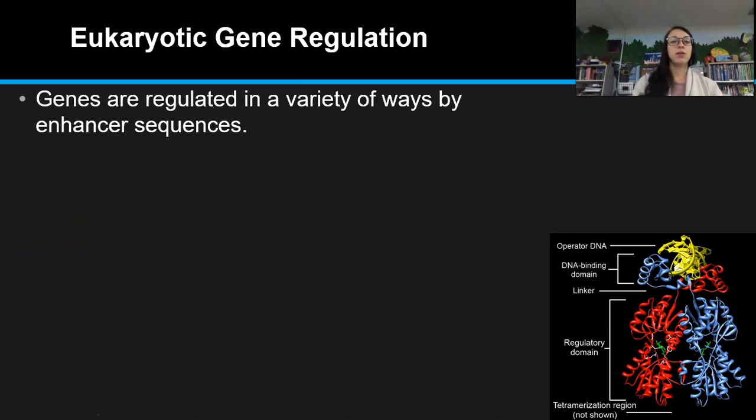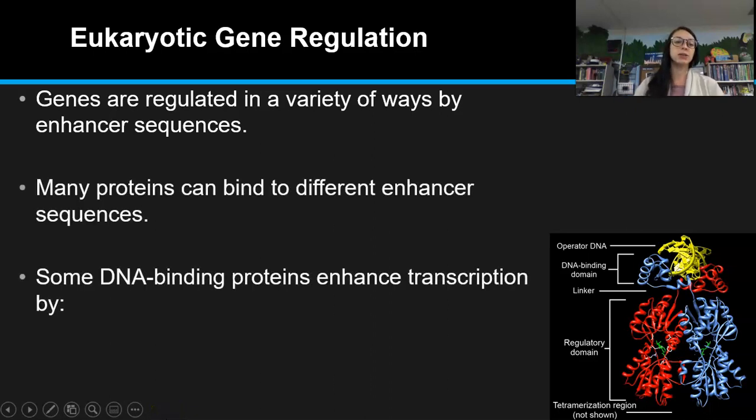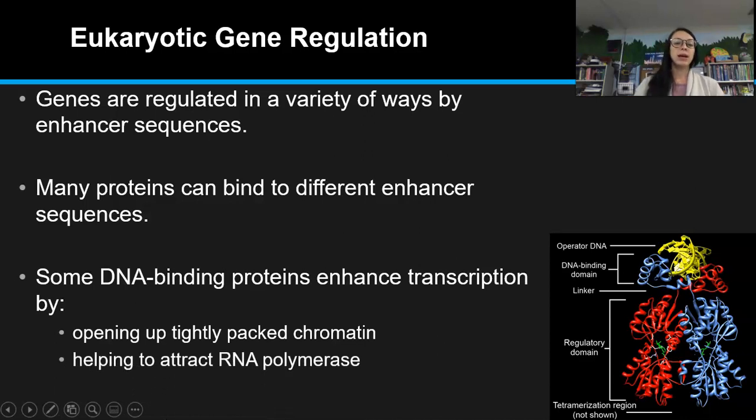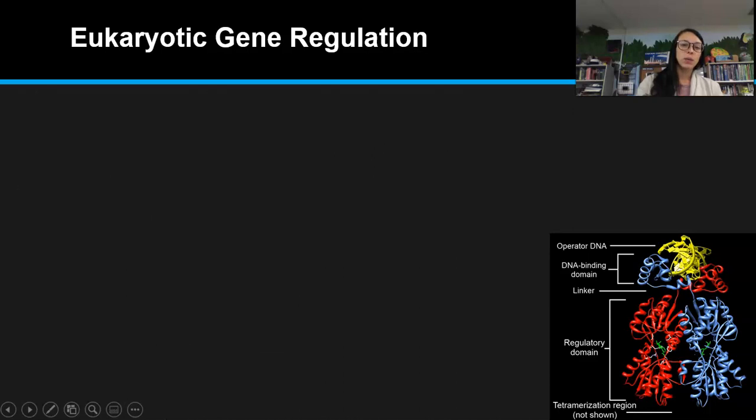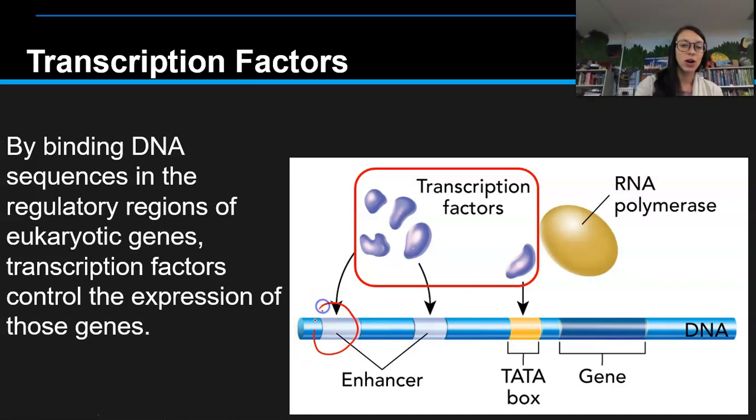Genes are regulated in a variety of ways by these things called enhancer sequences. A lot of proteins can bind to different enhancer sequences. Some DNA binding proteins enhance transcription by either opening up tightly packed chromatin or by helping to attract DNA polymerase, or by blocking access to genes. And so some of these, if we go back here, notice the enhancer regions located here and here. Those are places where transcription factors can bind.